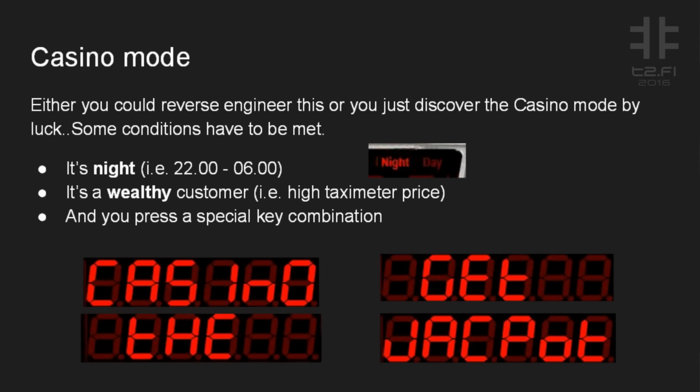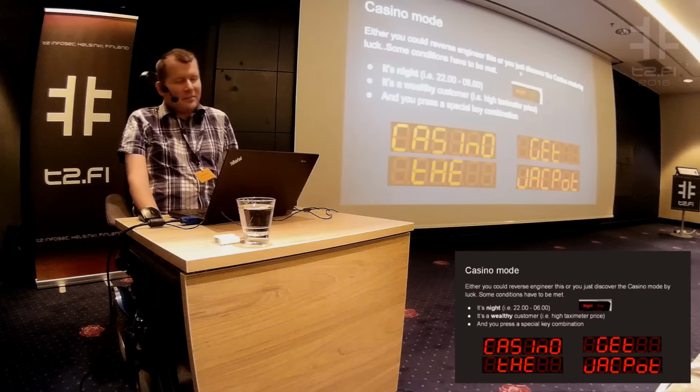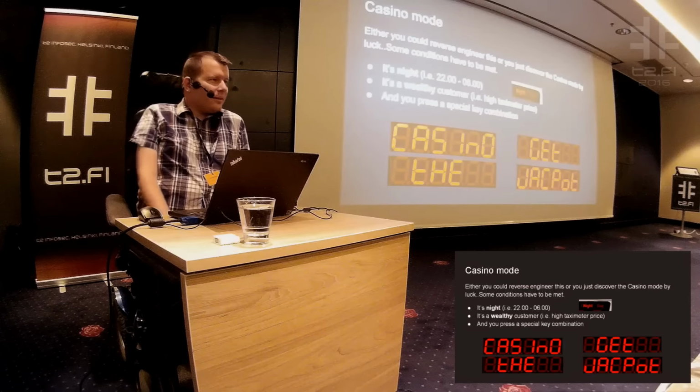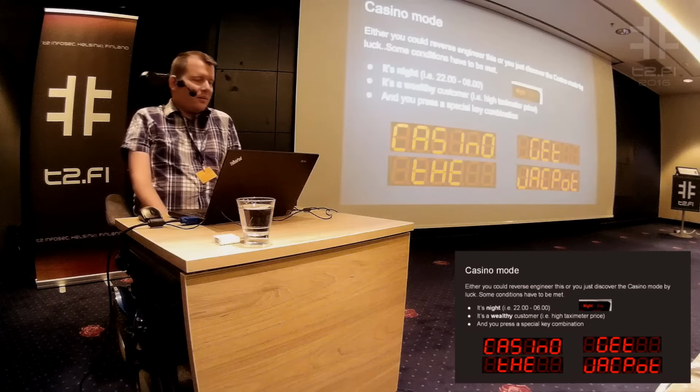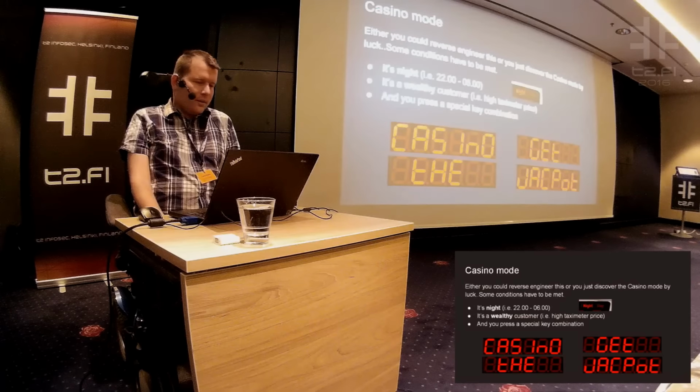So in the actual taximeter, there is a casino mode. You could either reverse engineer this, or you could just find it by clicking around. Since it's gambling, and the email hinted that it was night, this mode is only enabled during nighttime. In the LCD display of the taximeter, you can see that it's night, and that's between 10 and 6. Either you start the program between this time, or you read in the manual how to set the time of the taximeter.